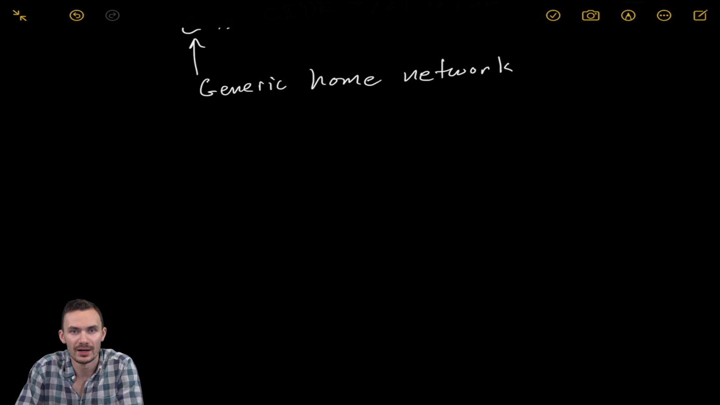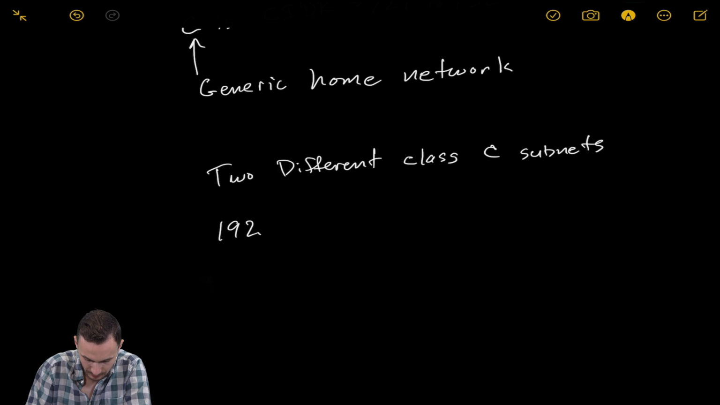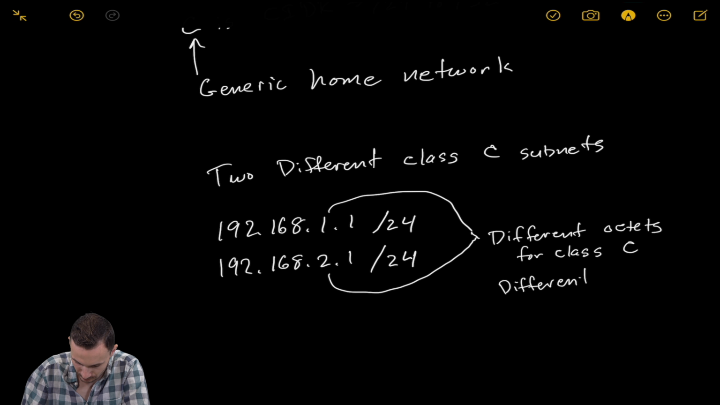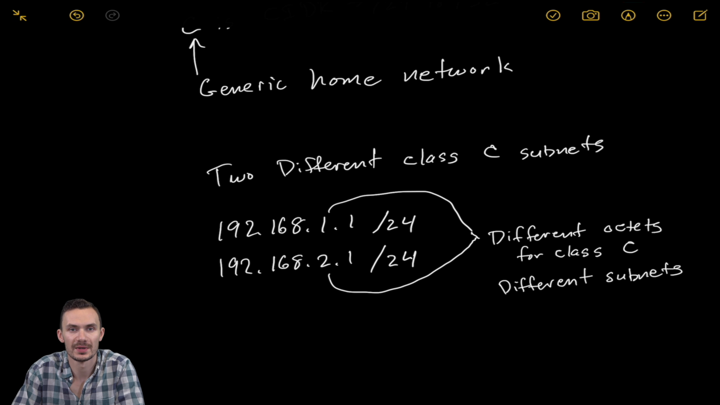Lastly, to get an idea of networks in different subnets, I'll draw out two different Class C subnets. These two are different subnets because the third octet is different in each, and devices from different subnets cannot communicate directly to another device on another subnet without going through the router. And that covers it for subnet masks and subnets.